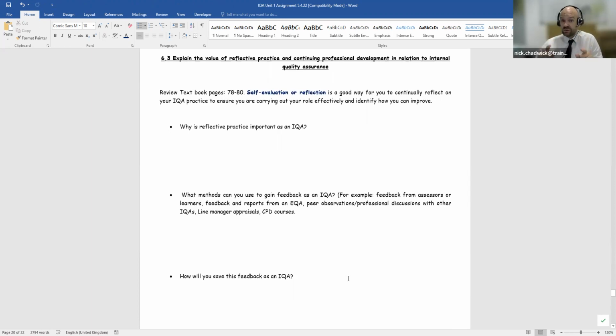For criteria 6.3, we have to explain the value of reflective practice and continuing professional development in relation to internal quality assurance. Now, have a look at textbook pages 78 to 80. And I would like for you just to have a read of the concept of self-evaluation.